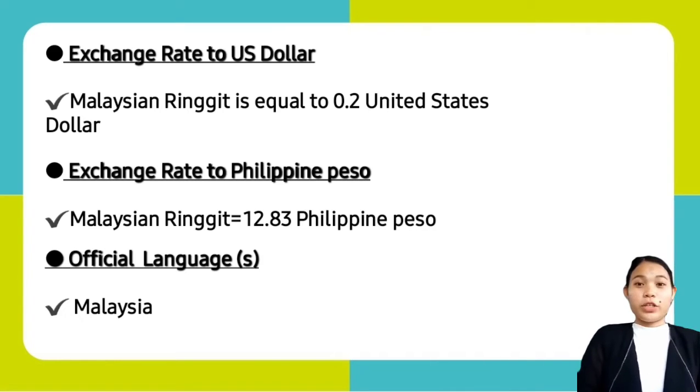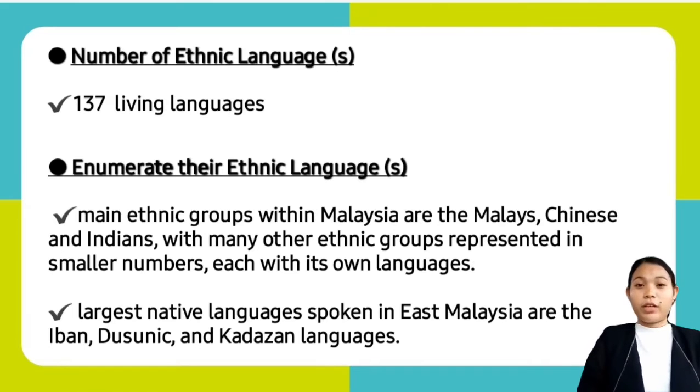The official language in Malaysia is Malay or Bahasa Malaysia. The number of ethnic languages in Malaysia is that there are 137 living languages, 41 of which are found in peninsular Malaysia. The largest native languages spoken in East Malaysia are the Iban, Dusunic, and Kadazan languages.